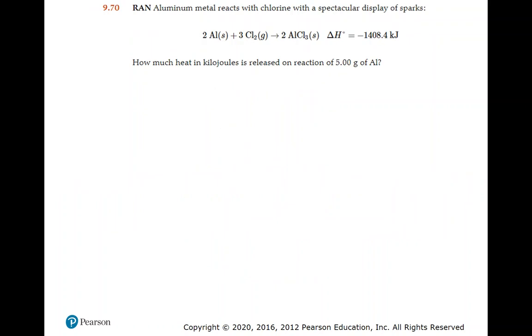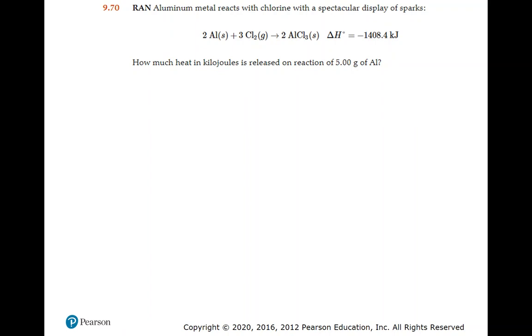Let's look at another example now, which is going to be problem number 70. So this pertains to an actual chemical reaction where they tell us that the reaction of aluminum metal with chlorine gas produces a lot of energy to the point where it produces a bunch of sparks if you actually conduct this reaction. Of course, the compound formed there is aluminum chloride. That's the ionic compound you'd predict based on the ionic charges those elements take. And what we want to know is how much heat in kilojoules is released if we have 5 grams of aluminum that react with chlorine.